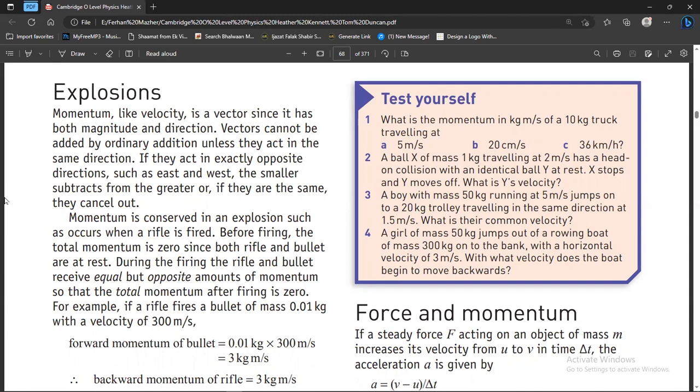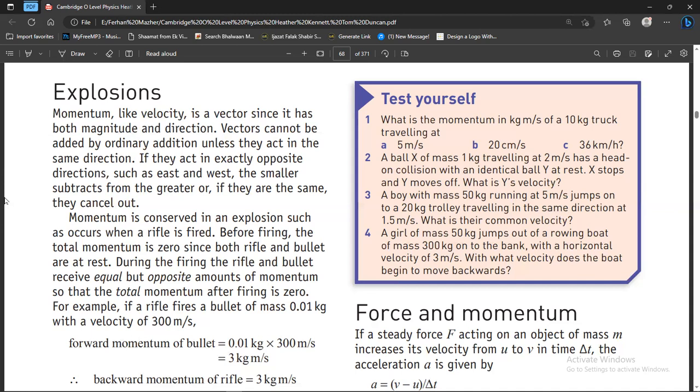Momentum is conserved in an explosion such as occurs when a rifle is fired. Before firing, the total momentum is zero since both rifle and bullet are at rest. During the firing, the rifle and bullet receive equal but opposite amounts of momentum. So the total momentum after firing is zero.